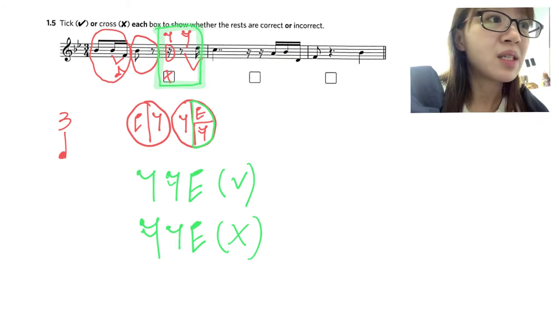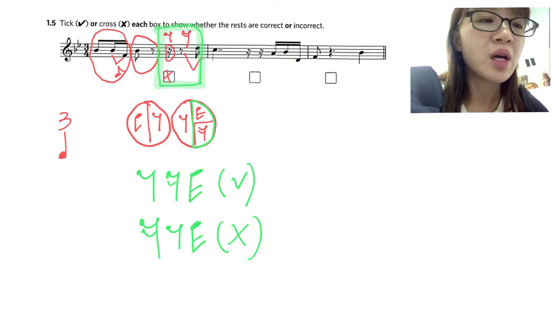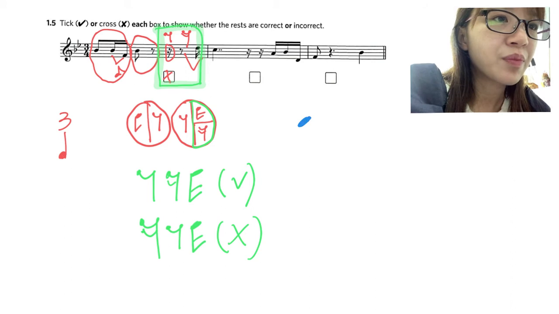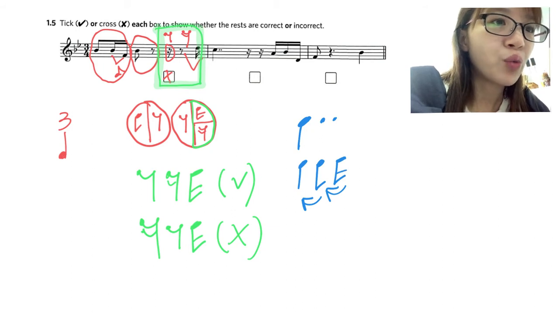Continue with the next one. This is a double dot rhythm. Double dot means a crotchet followed by a dot and another dot. It means a crotchet plus a quaver, which is half of this, and another dot is half of that, which is a semi-quaver. So we know that we already have 1.